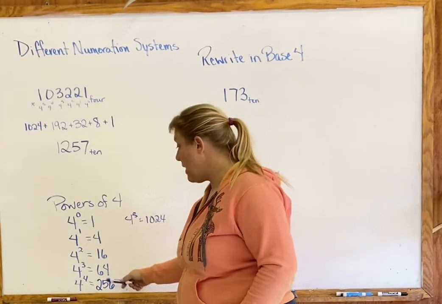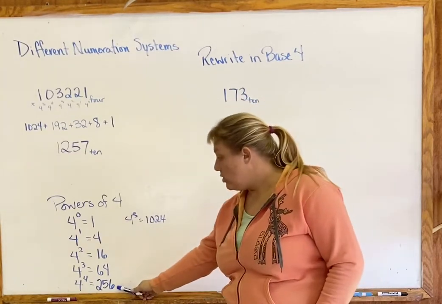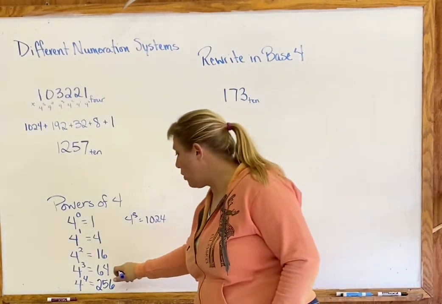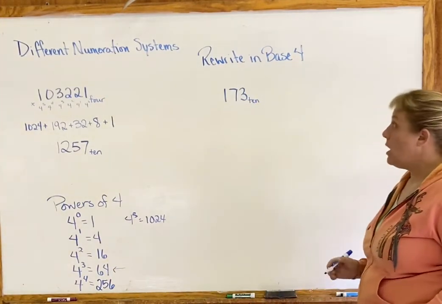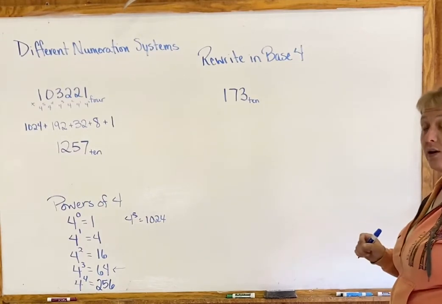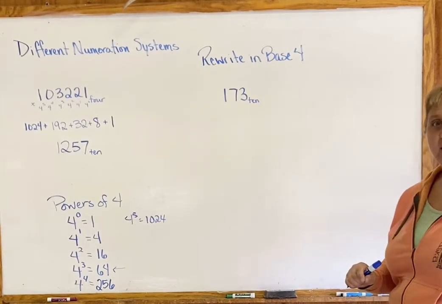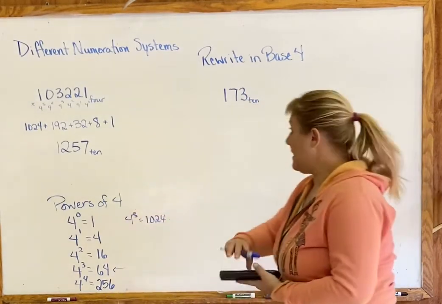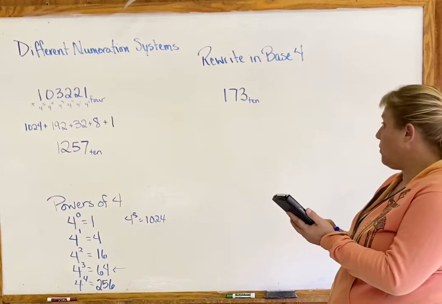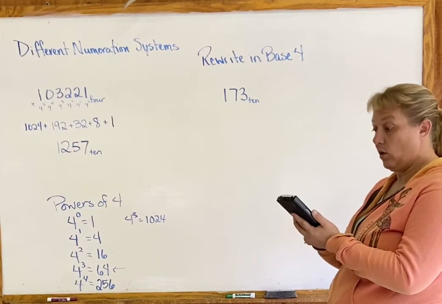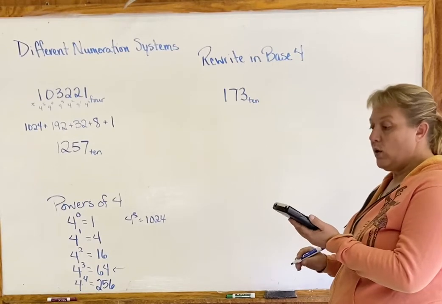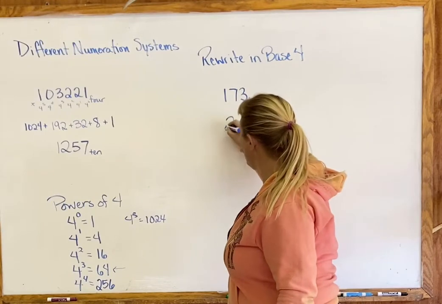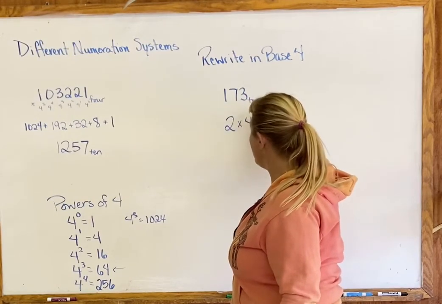Now we're gonna take this number and we're gonna compare it to our list of 4s if we wanna go to base 4. And we're gonna notice that 256 is bigger than our number, yes? So that means that we're gonna start with 64. So what I want to do is figure out how many 64s are in that number. So basically it's like dividing by 64. So if you take 173 and divide by 64, we get 2.7. So there are two 64s in here. And I'm gonna write that as 2 times 4 to the third.